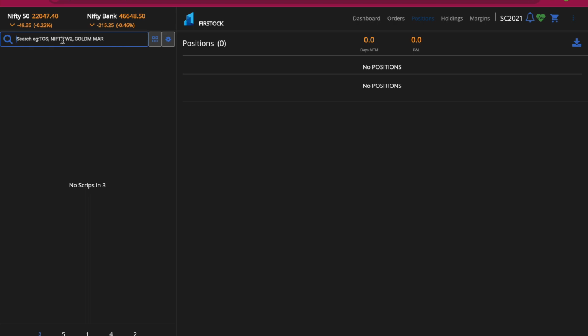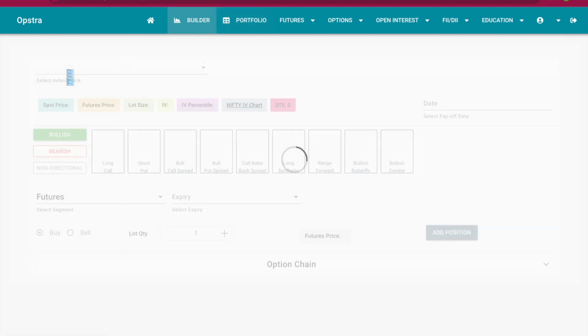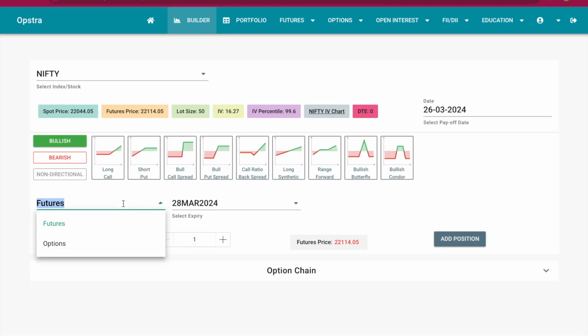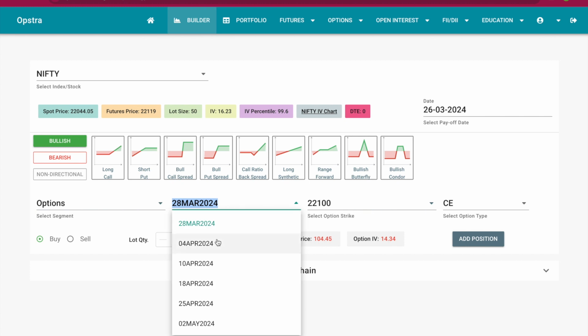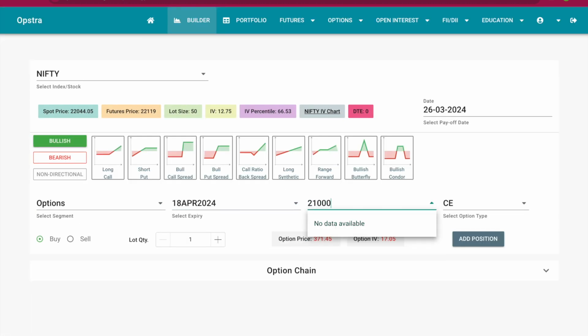Let's check what all we have. Let's check for 21000 in the strategy builder. Here we go for options. We go for the 18th April option and for 21,000. We're not getting 21,000, which is surprising. Okay, we're checking the PE. Now we will get the 21,000 PE. We can go ahead and sell this.